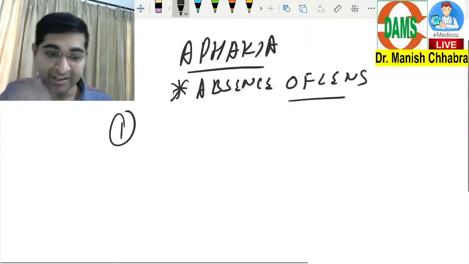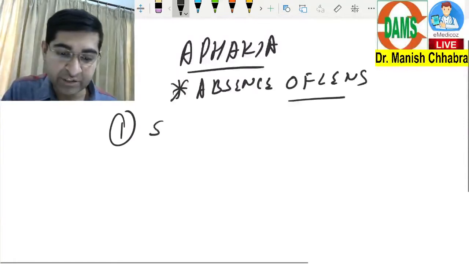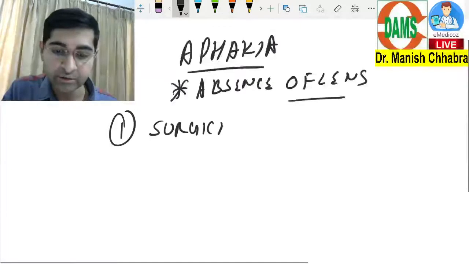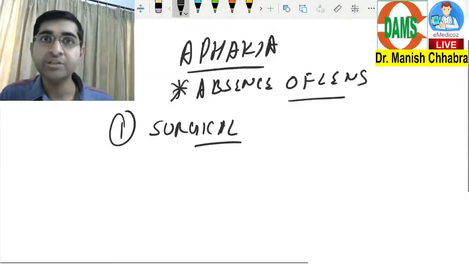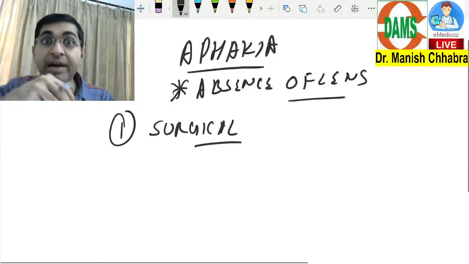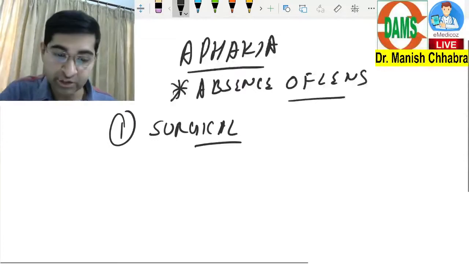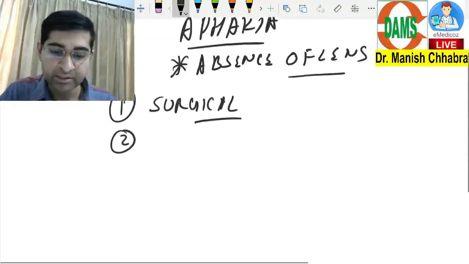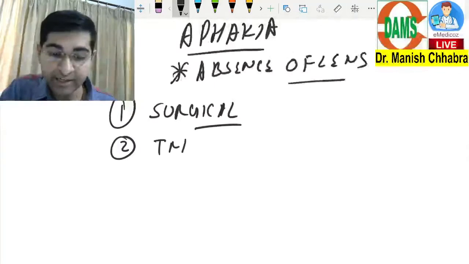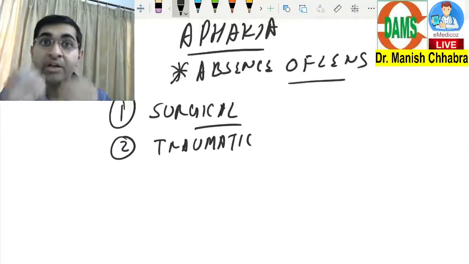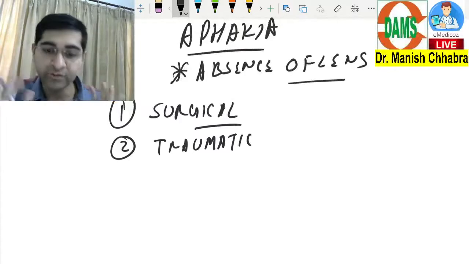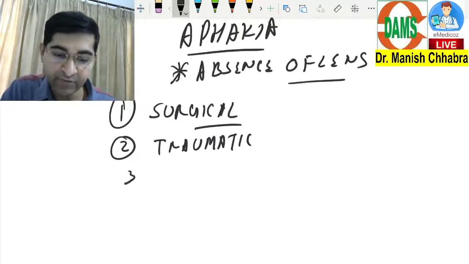Number one, the first, which is surgical. Surgical means surgery was done and the lens was removed, so surgical aphakia. Second is traumatic aphakia. Due to trauma the lens got extruded out of the eye, so we'll call it traumatic aphakia.